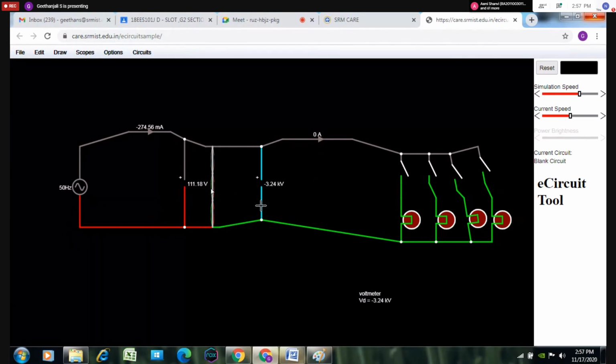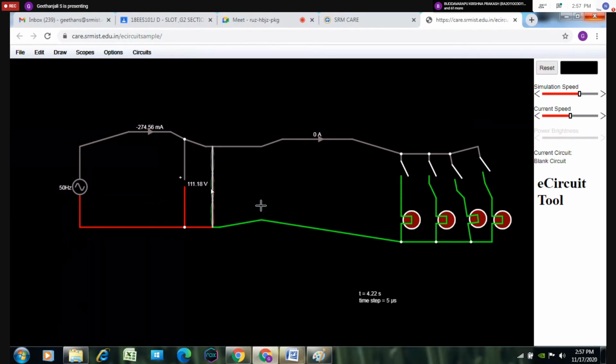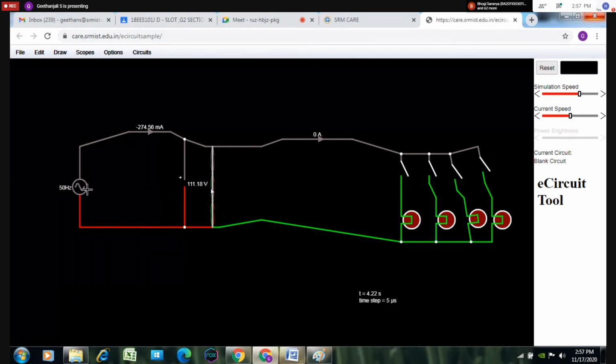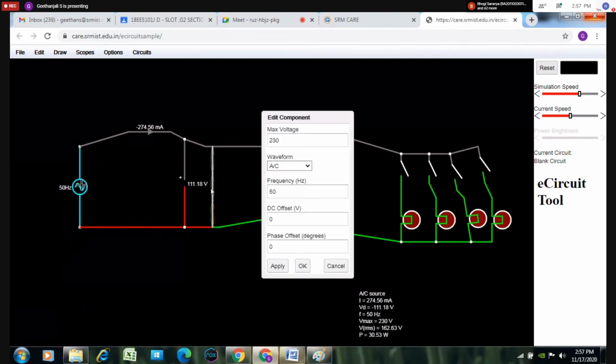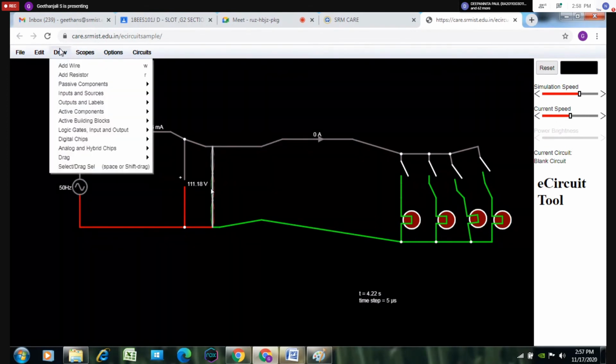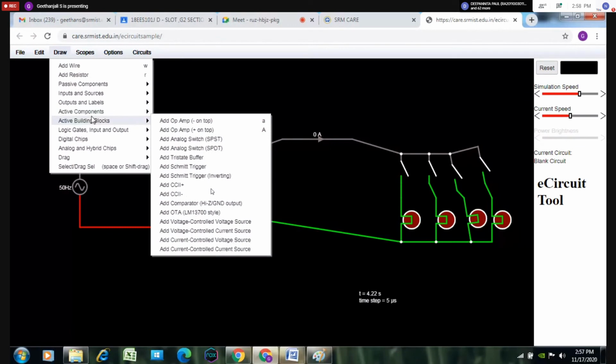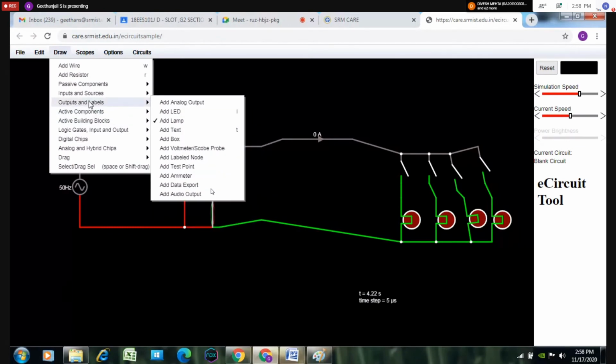Ma'am, what are the values we have to set in the AC source? 230 volts, 50 hertz. Look here, this value you need to set. Whatever values you see, set that value in your circuit also. Voltage source only: 230 volts, 50 hertz.